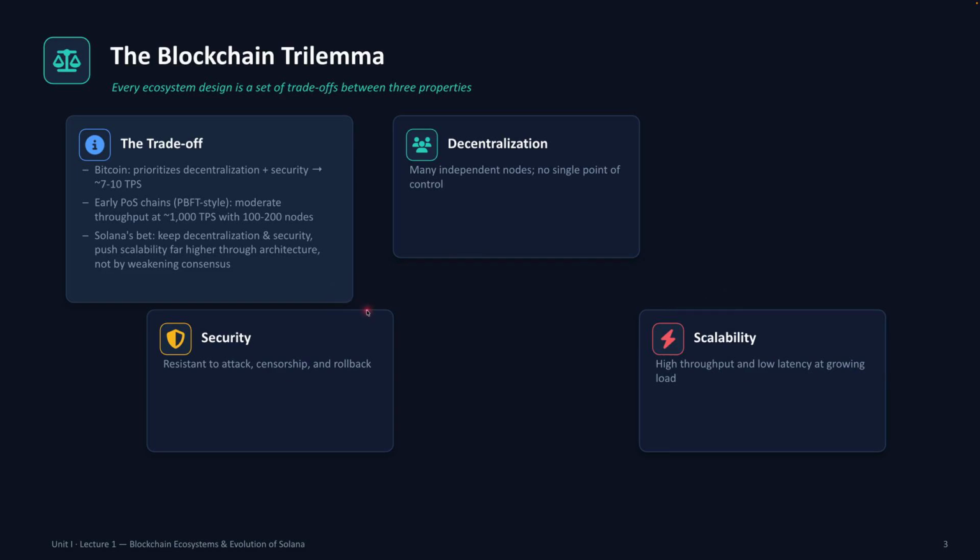In simple terms, out of decentralization, scalability, and security, at any given point of time, either security and decentralization will go hand in hand, or decentralization and scalability will go hand in hand, but never all three of these will go hand in hand. This is the blockchain trilemma.